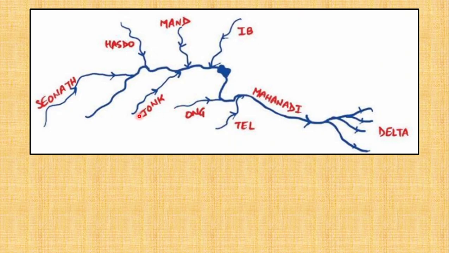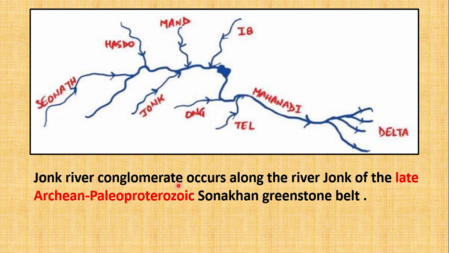So let's discuss the Jonk river. See, this one is the Jonk river. Jonk river is a tributary of the Mahanadi river. The Jonk river conglomerate is exposed in this river basin area. Jonk river conglomerate occurs along the river Jonk of the late Archean to Proterozoic Sonakhan greenstone belt. Remember the age: late Archean to Paleoproterozoic. And the origin of this Jonk conglomerate is fluvioglacial origin.